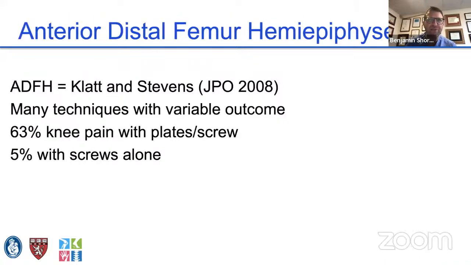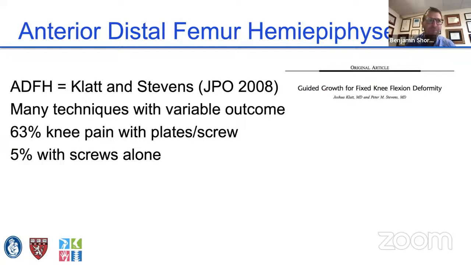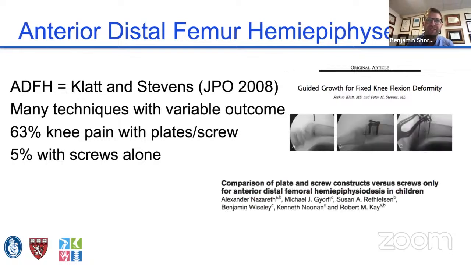For anterior distal femur hemiepiphysiodesis for knee flexion contracture, this was described by Klatt and Stevens as well as by Metazo. In 2008, this paper found that there was a lot of knee pain with 8 plates for anterior hemiepiphysiodesis, just because those plates are placed in the anterior third of the femur, and they're placed through 4 arthrotomies, which can create some pain and scarring, which limits range of motion, as seen here.